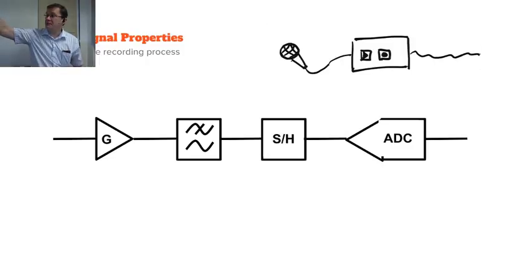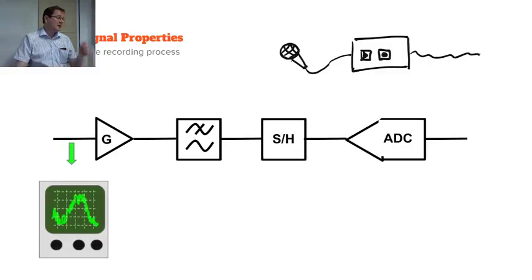Then the sampling process. I have this S/H, which is a sample and hold circuit. With some A to D converters, like the successive approximation A to D converter, you need a separate sample and hold circuit to keep the value of the signal during the conversion. And then, of course, there's the A to D converter after that.